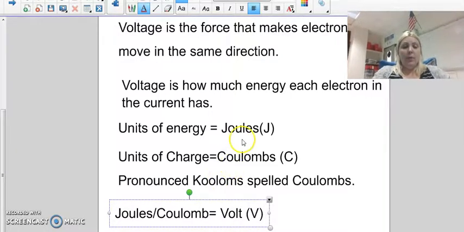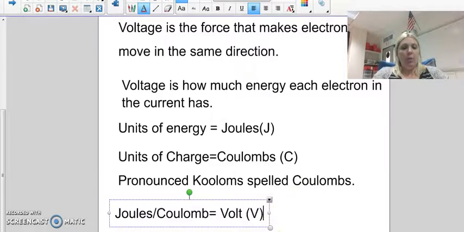Now, all of these names are abbreviated with capital letters because they're names of scientists. Both Joule and Coulomb were French scientists, and Volta was an Italian scientist. So make sure when you're using these units to always capitalize the letter, because if you don't, the automatic grader will grade you wrong. Okay.